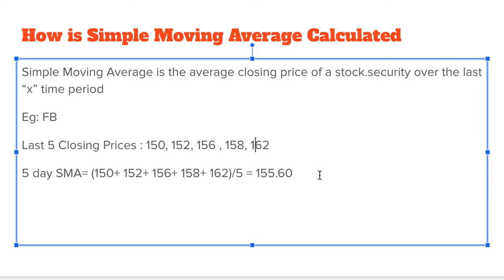If you want to do a 20-day, you just take whichever stock or security it is, add up the last 20 days of prices, and divide by 20. If you want to find a 50-day, you find the last 50 days' prices and you just divide by 50. So that's how you calculate simple moving averages.